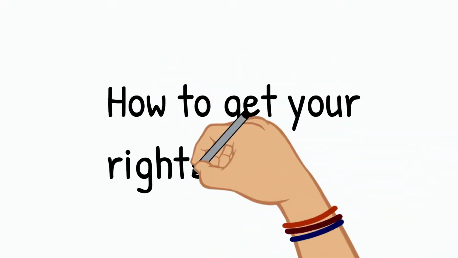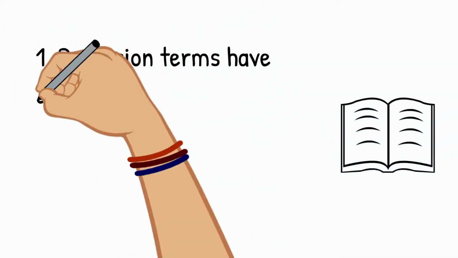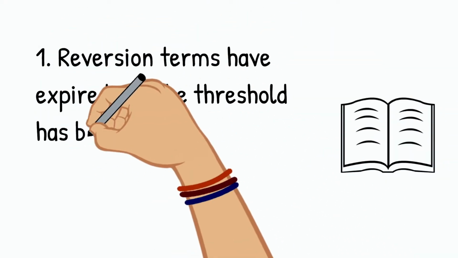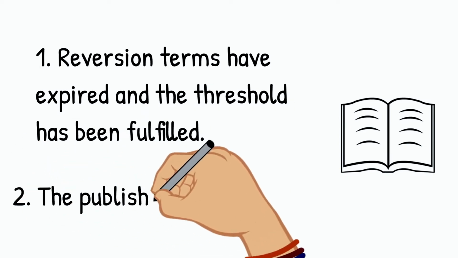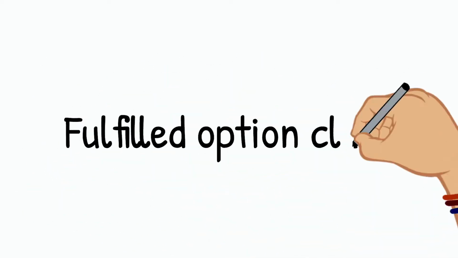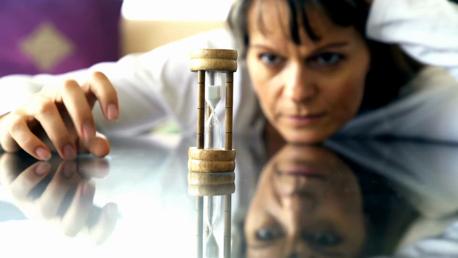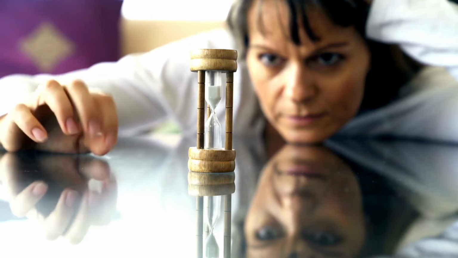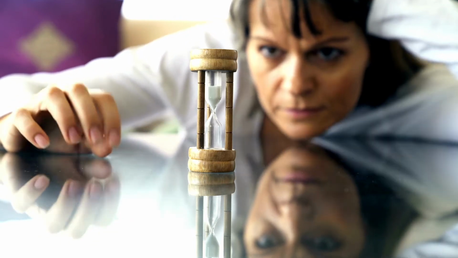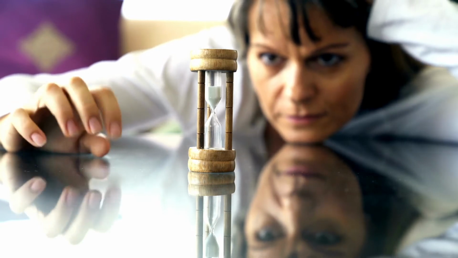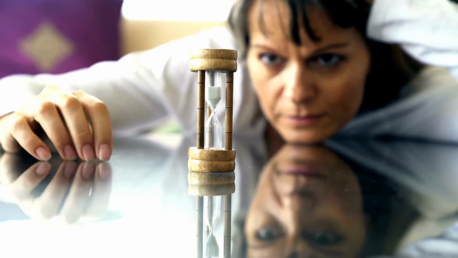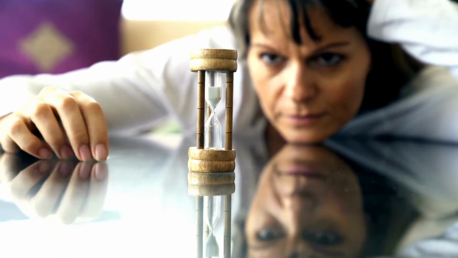How to get your rights reverted. The most common ways to get your book reverted to you is if both the reversion terms have expired and the threshold is fulfilled, or if the publisher closes. Fulfilled option clause. With my debut trilogy, I had to wait until the clause was fulfilled before becoming a successful reverted author. Of the 4 contracts I signed, there were wild differences between all the reversion conditions.